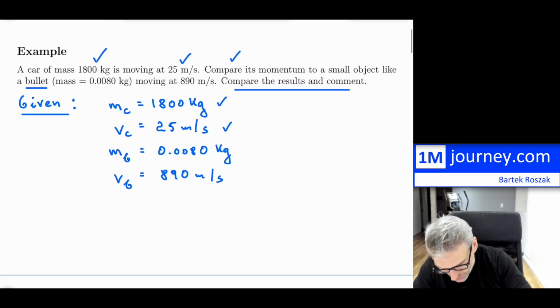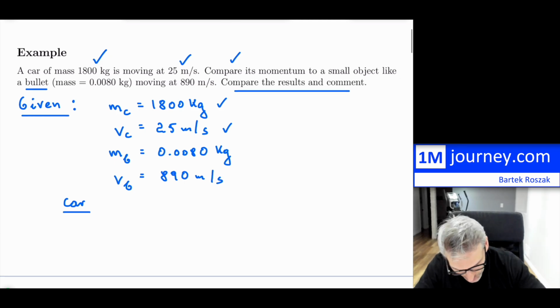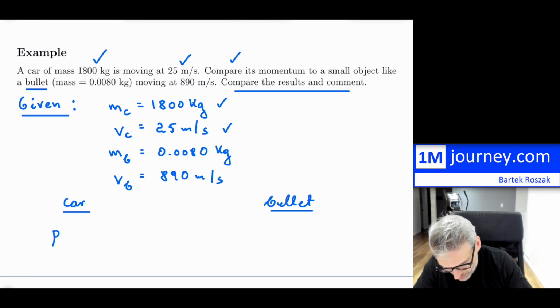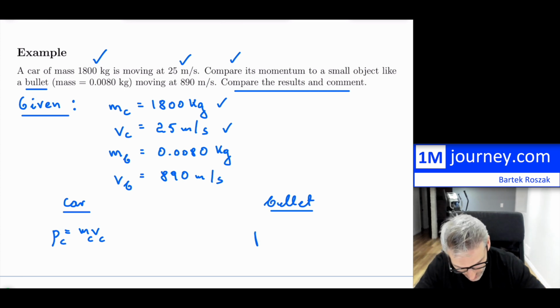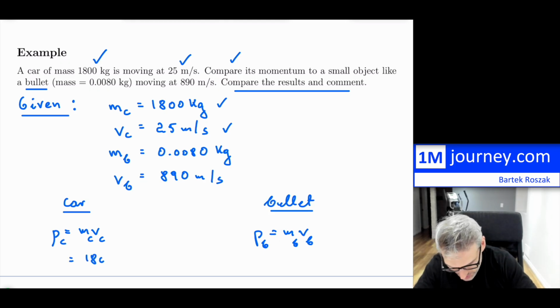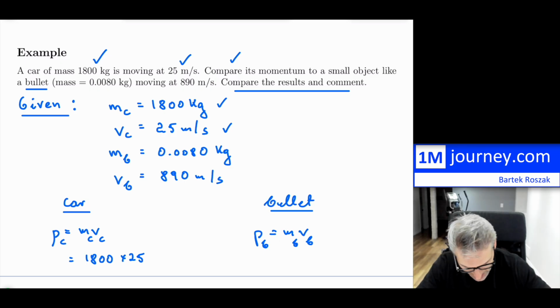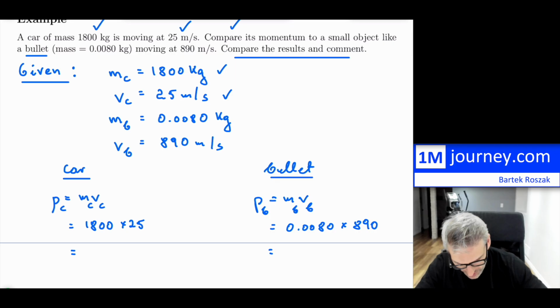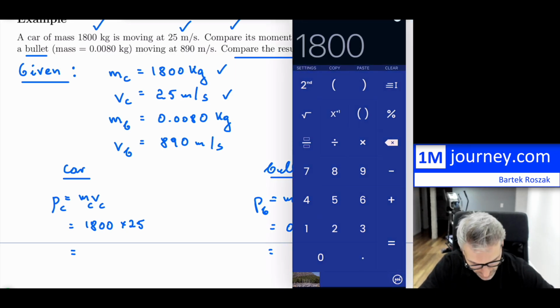So we'll do that. If you have a car and you have your bullet and you want to calculate these two, that's not difficult. Again, I'm going to drop the vector notation because we're not dealing with the actual vector. So this is going to be of the car, and then on the other side we're going to have the same thing, except this is going to be of the bullet, so put a little subscript b. Now if you substitute these in, this is going to be 1800 multiplied by 25. On the other side, you're going to have 0.08 multiplied by 890, and both of these, of course, are going to give us our values. So let's just calculate that.